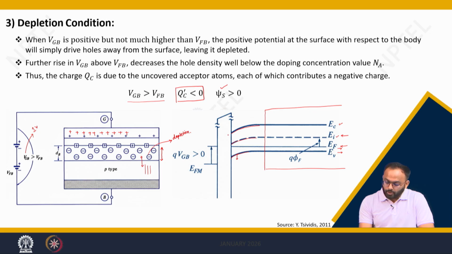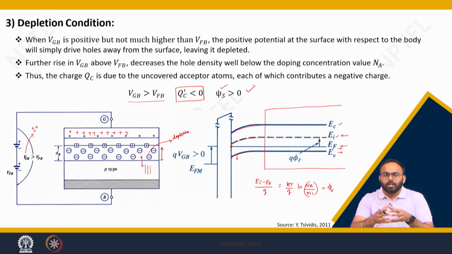So the bending will be downward. What will happen if exactly EI touches EF? What is the difference between EI and EF? We know that EI minus EF divided by Q is nothing but KT over Q log of Na by Ni. We call this the Fermi potential phi f. So if EI touches EF, the semiconductor is nothing but intrinsic semiconductor. So in this depletion case, the bending will be downward and the surface potential will be positive.